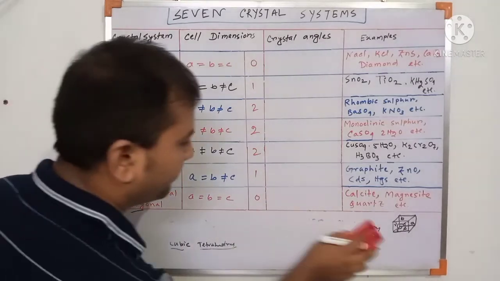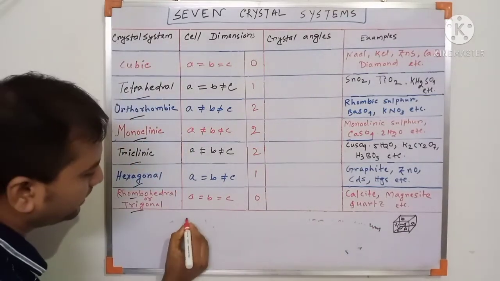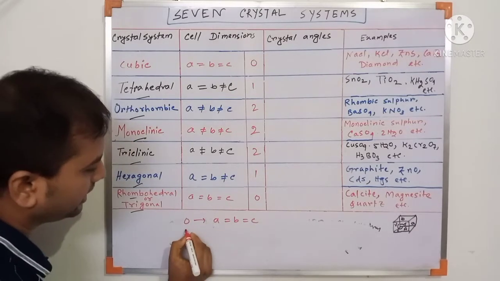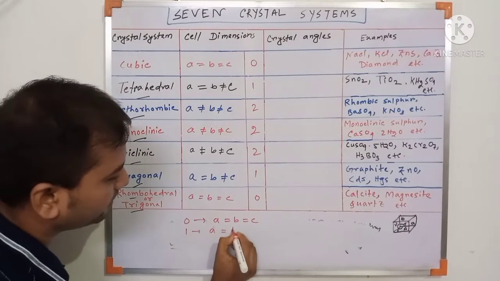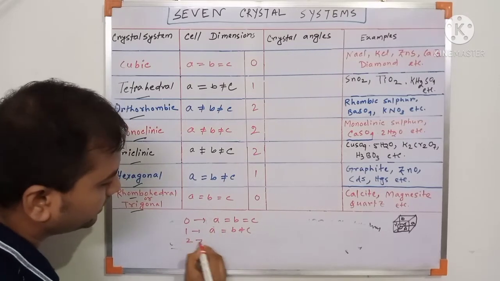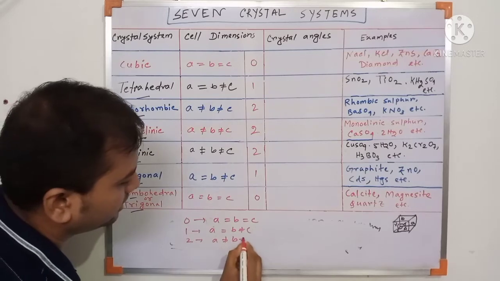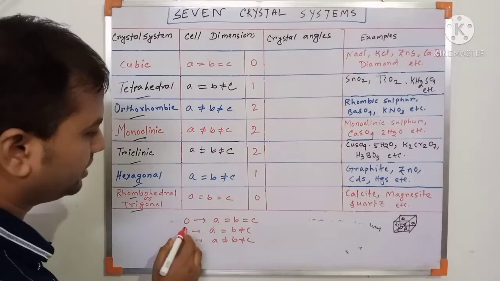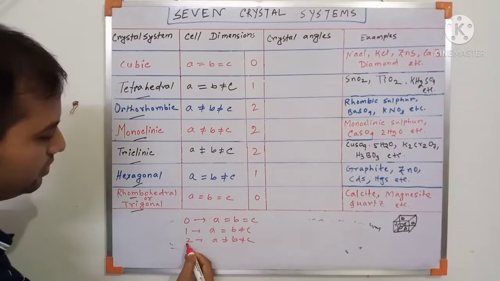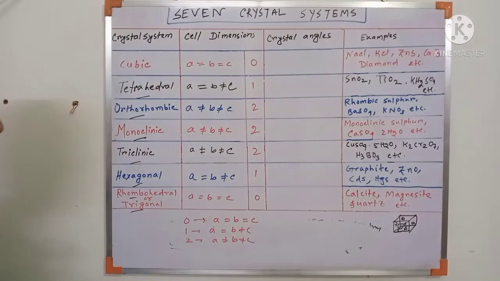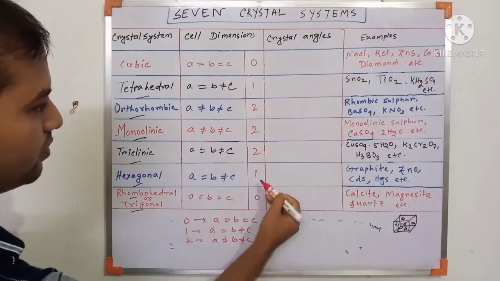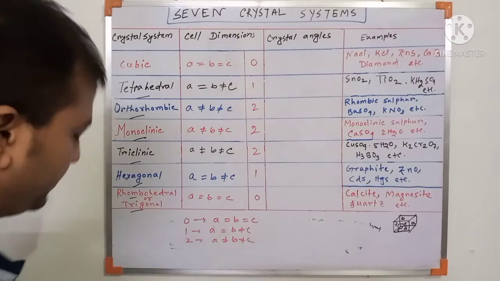Now 0 represents A equal B equal C, and 1 represents A equal B not equal C, one is not equal, and 2 represents all are not equal. So 0 means all are equal, 1 means one not equal, and 2 means all are not equal. So remember it: first 0, 1, 2, and last side 0, 1, 2, and middle 2.